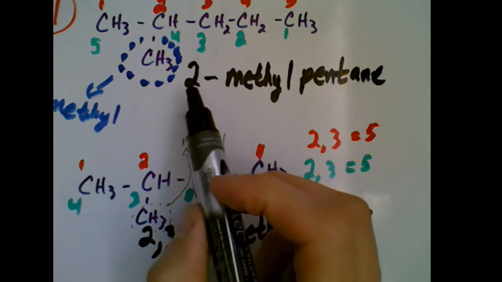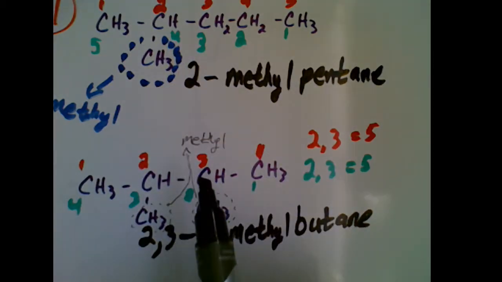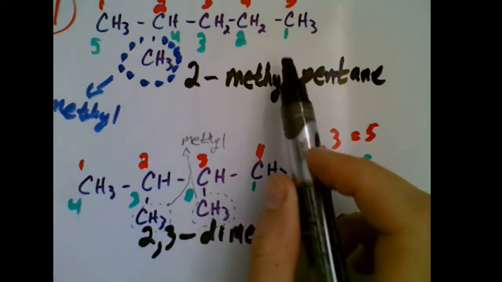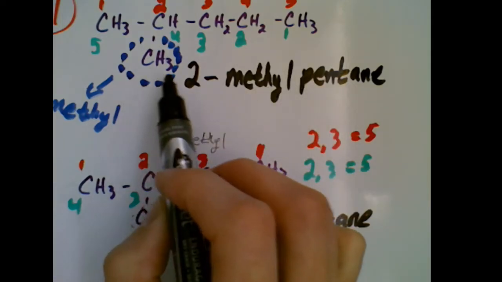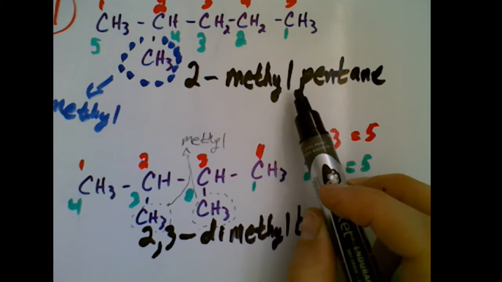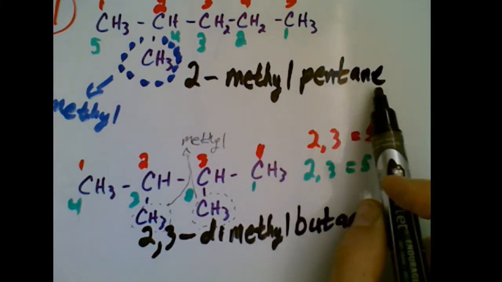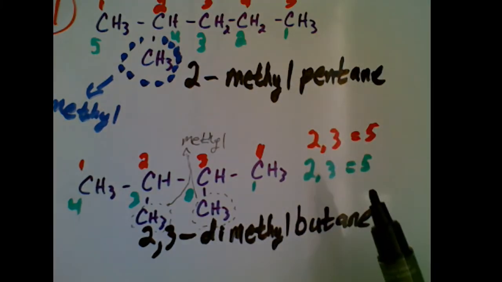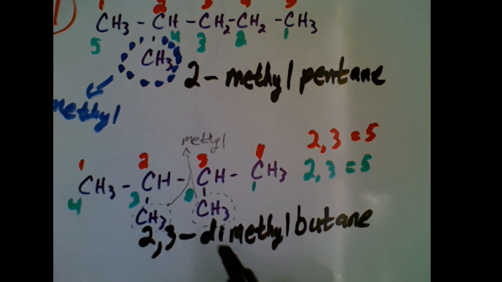So as you can see, use numbers. Give the lowest number you possibly can. Use your alkyl prefixes to identify how big those branches are. Use the suffix and prefix method that we learned before. Commas and dashes are used to separate numbers and letters. And so these are some more simple examples.